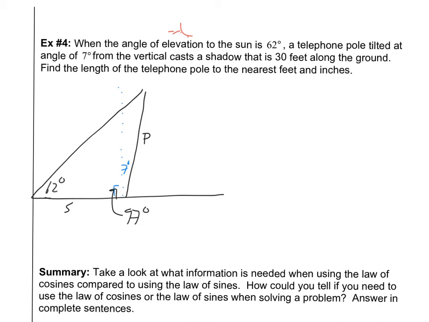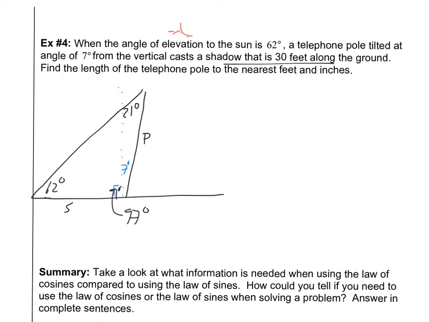Well, with that information, if we know that this angle is 97 and we know this angle is 62, we could easily find this angle up here. So let's do that. 180 minus 97 minus 62 leaves 21. So this angle must be 21 degrees. All right, what else do we know?